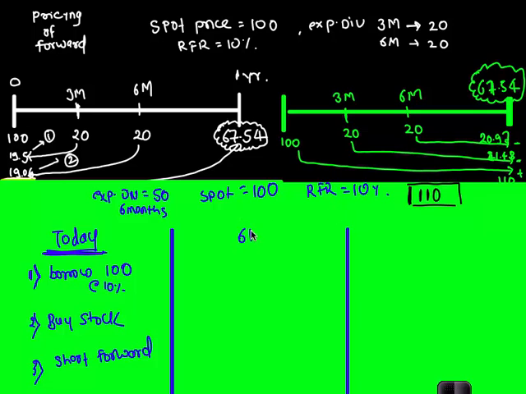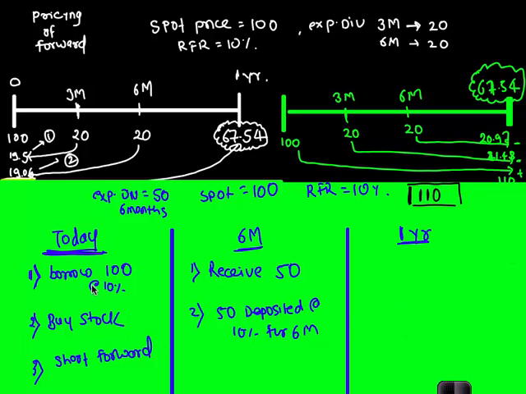What will happen after 6 months? After 6 months, step number 1, you will receive 50. Step number 2, this 50 will be deposited at the rate of 10% for 6 months. Make sense? What will happen after 1 year?